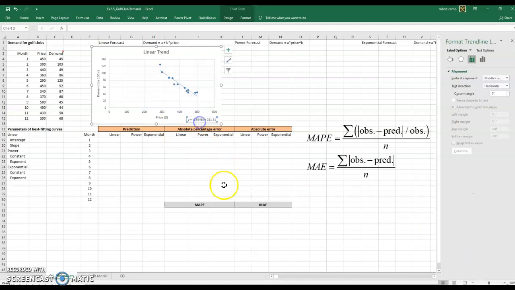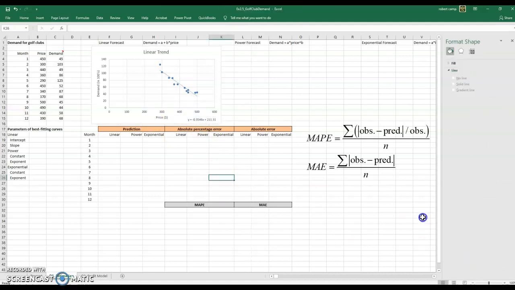I'm going to pull it down here so I can actually see it. And so there we go. And I'm going to come over here because I've got my parameters of the equation. So my intercept is 211.31 and my slope is negative 0.3546. Okay. And so now I've got to do the other two.